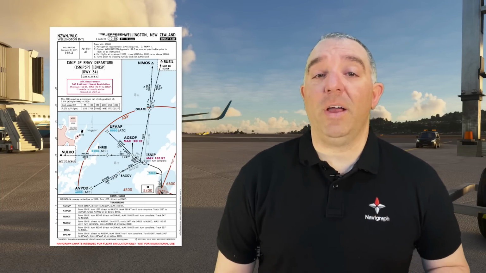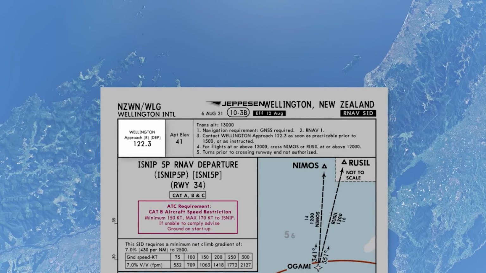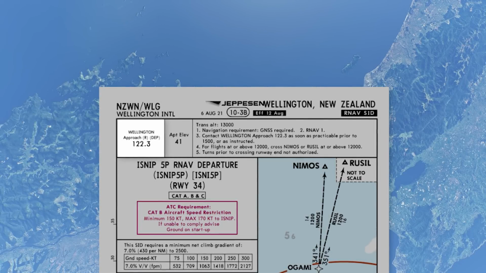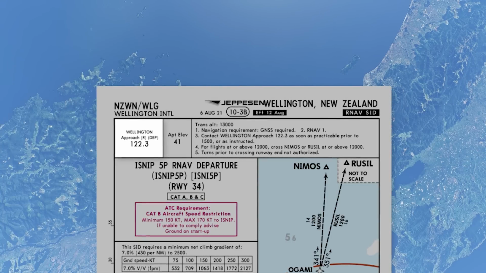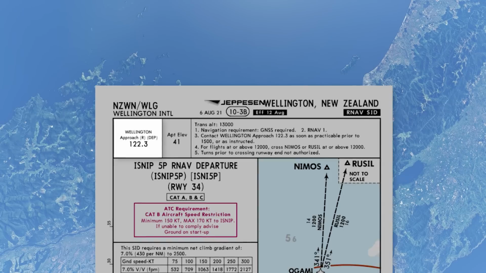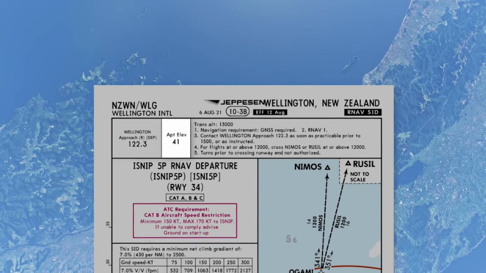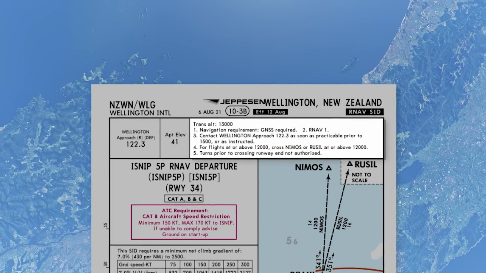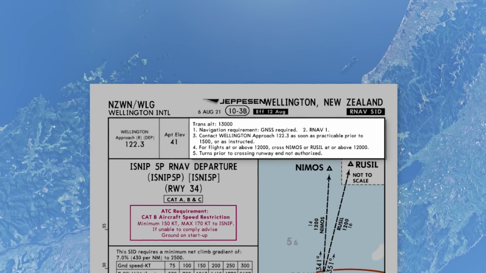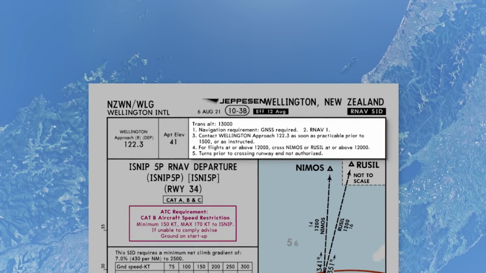Let's start on the top left. We see 122.3, as that is our departure controller. We'll have to contact that controller just after takeoff. We know that their services have radar as the R in parentheses. The airport sits at an altitude of 41 feet, and looking at the notes, there's a few items to be aware of. We have a transition altitude of 13,000 feet.